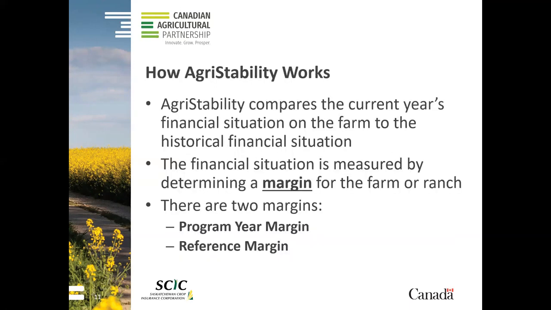So, how AgriStability works. AgriStability compares the current year's financial situation on the farm to the historical financial situation. The financial situation is measured by determining a margin for the farm or ranch. And in AgriStability, we talk about two different margins, the program year margin and the reference margin. So the program year margin is the financial picture on the farm for the current year, and it is compared to the historical financial performance of the farm, called the reference margin. So we will show you how these are created.